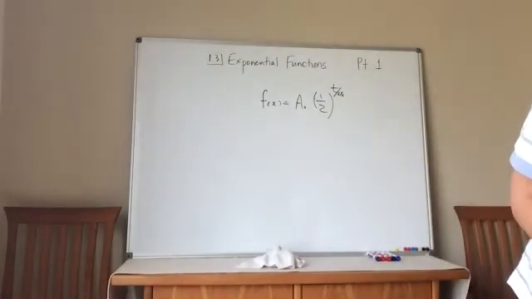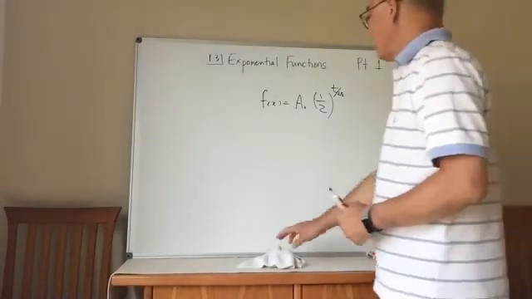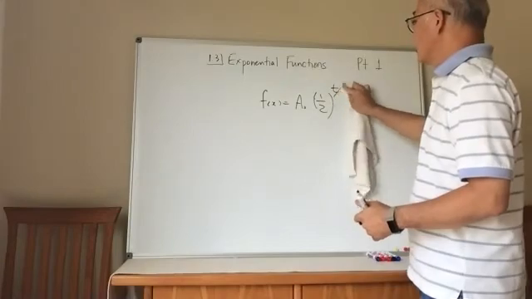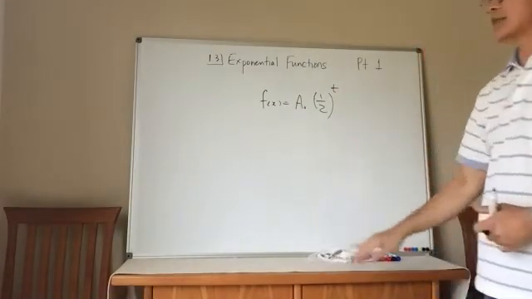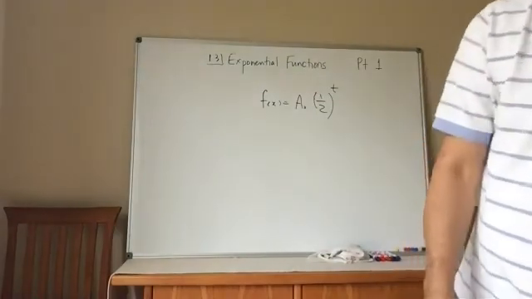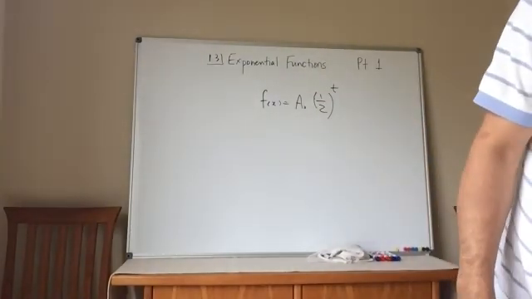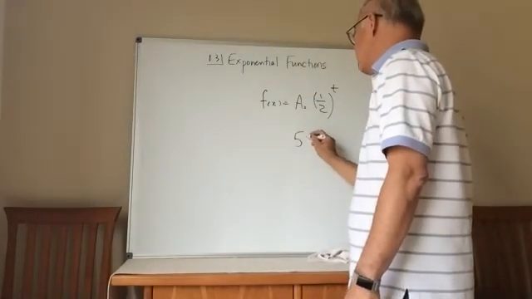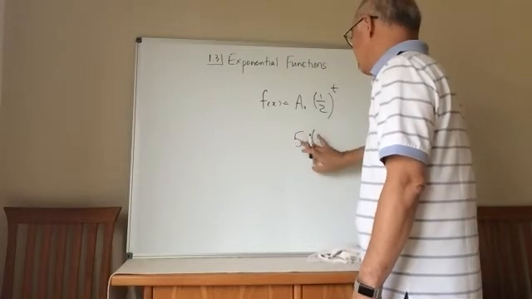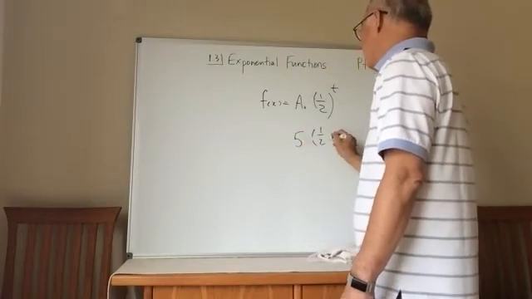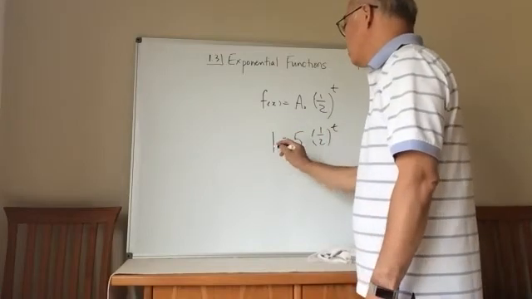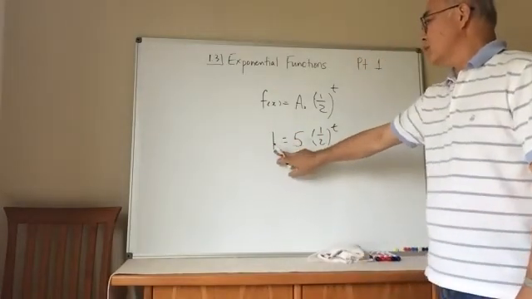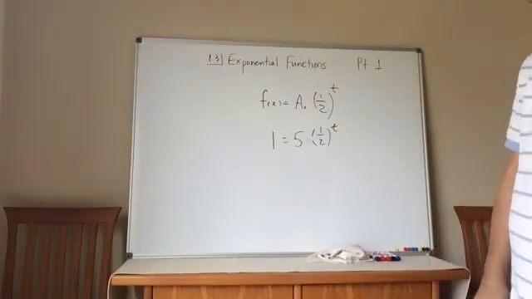Here they're not asking for that. We're asking for just the time. How much time will it take when there's only 1 gram left? So we're looking for the time. On this one, the initial amount was 5 grams. So 5 grams is going to be equal to 1/2 to the t, and after a certain amount of time there's only going to be 1 gram left. This is what we need to find.